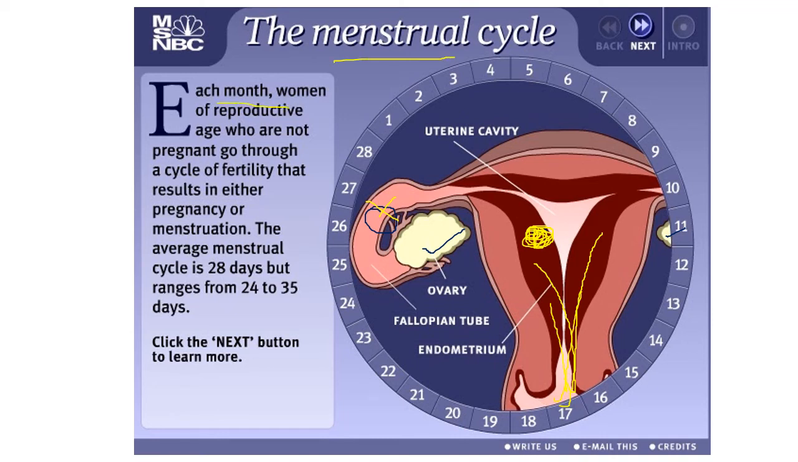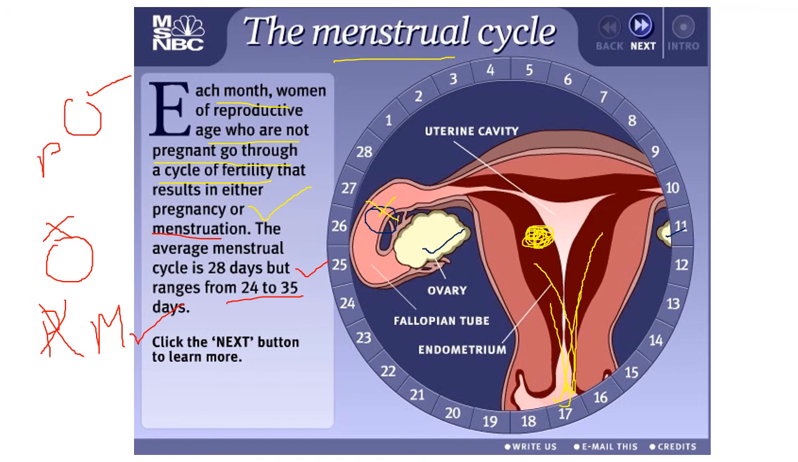So each month, women of reproductive age who are not pregnant go through a cycle of fertility that results in either pregnancy or menstruation. So when the egg is fertilized, that means pregnancy will occur. When the egg is not fertilized, there will be no pregnancy. So what will happen? Instead of pregnancy, menstruation will occur. The average menstrual cycle is 28 days and ranges from 24 to 35 days.